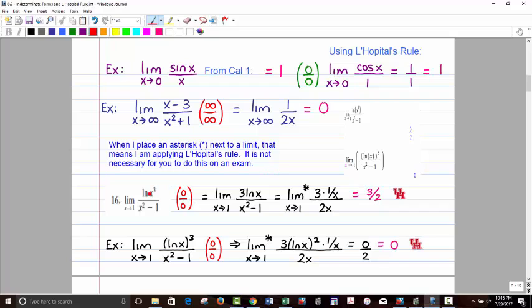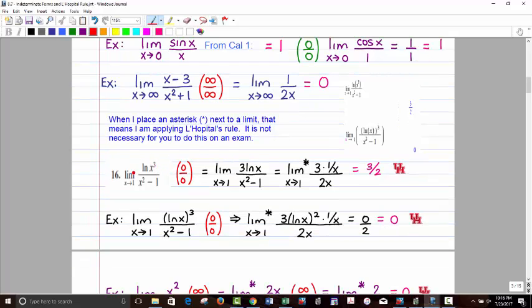So how about this one? Limit of ln of x cubed over x squared minus 1. You put in 1, you're going to get 0 over 0. So it satisfies L'Hopital's Rule. Now this first step, I always like to use log properties whenever they apply. You can do this without this step, but it's just instinct for me to do this. To bring that 3 down, makes it 3 ln of x over x squared minus 1.